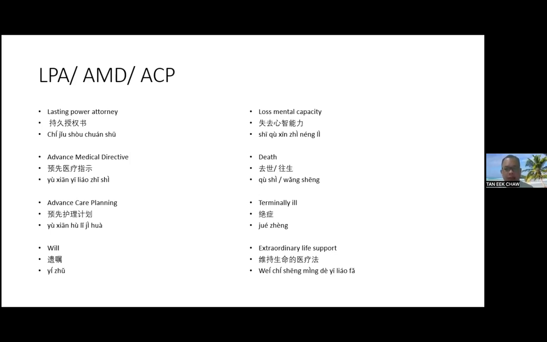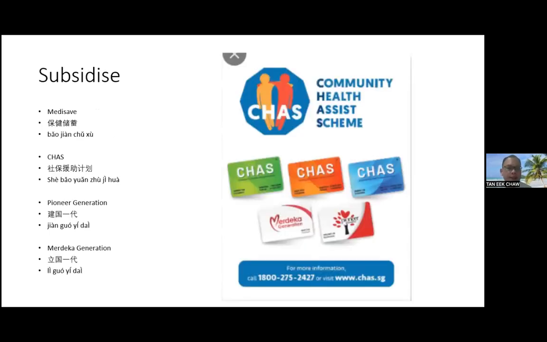And sometimes some people still don't know what it is about, so you can give examples. 比如说CPR 就是心跳复苏技能, intubation 就是插管. And also some of the subsidies in Singapore now are what we call Medisave, CHAS, Pioneer Generation, Merdeka Generation, which all have different benefits.